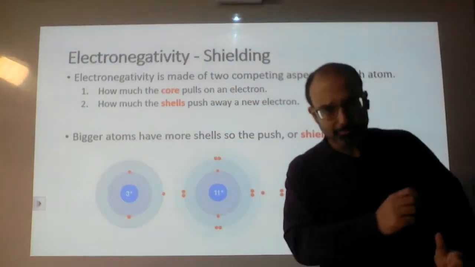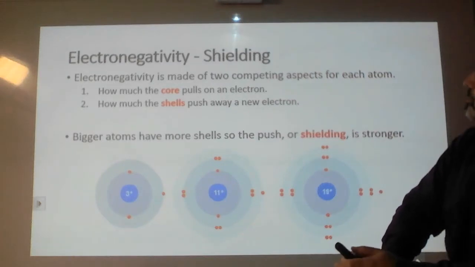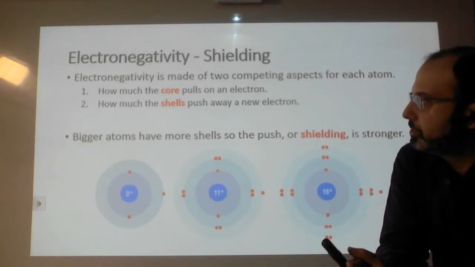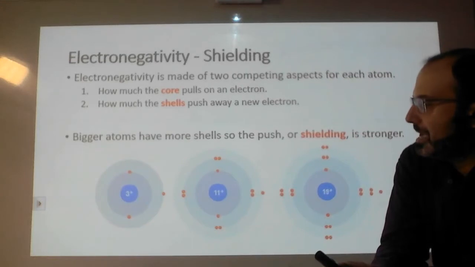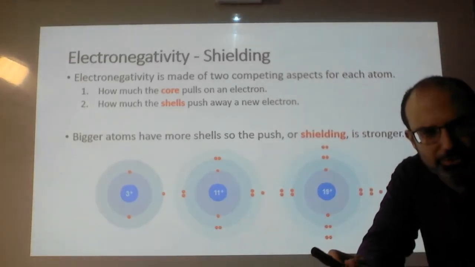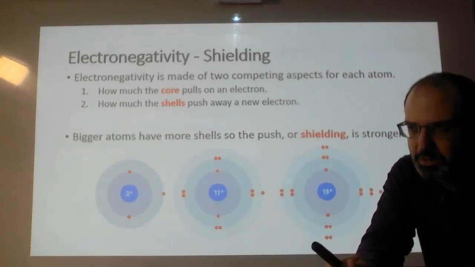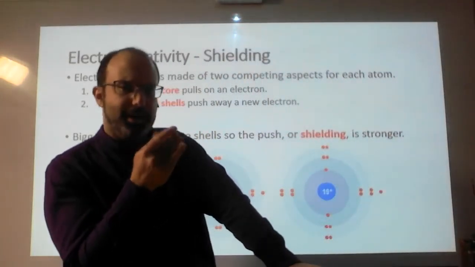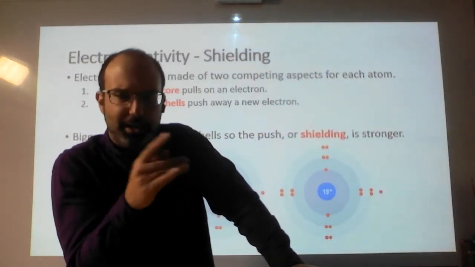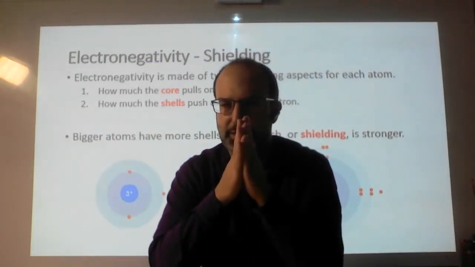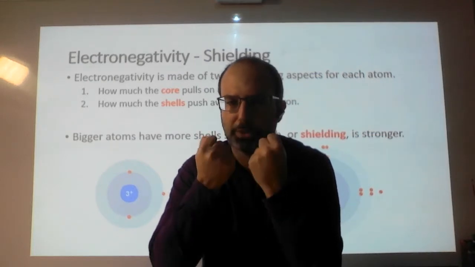Yes, I do. The electronegativity is made of 2 competing aspects for each atom. Number 1, how much the core pulls on an electron. Number 2, how much the shells push away a new electron. Wait, what? The shells? Why would they push away? Why do the cores pull? Okay, well, the core of an atom has protons, and protons are positive, and electrons are negative. And positive and negative attract each other. So it makes sense that the bigger the core, the more pull you get.